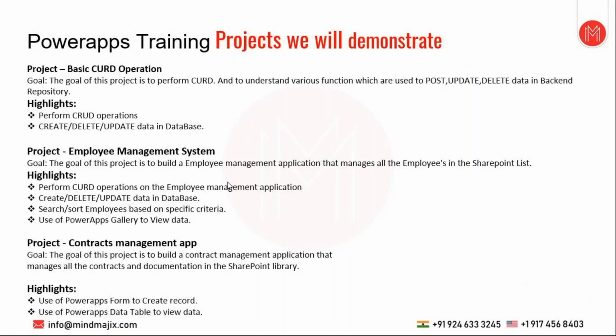So at the end of the course, we will be covering these three projects. These are the projects which we will be covering at the end of the session. The first project will be basic CRUD operations. The goal of this project is to perform CRUD and to understand various functions which are used to post data, delete data, and update data in a backend repository. The highlight of this project is to perform CRUD operations. We will create a record, read a record, update a record, and delete a record in our database, for example SharePoint or Excel or SQL or CDS.